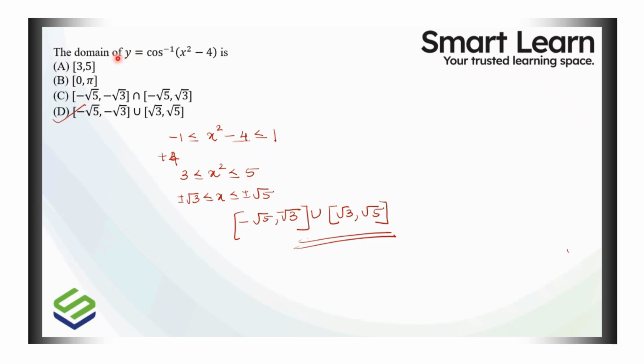Next question. Domain of cos inverse of x square minus 4. You know the domain of cos inverse is minus 1 to 1. So x square minus 4 lies between minus 1 and 1. To cancel the minus 4, add plus 4 on both sides. So 3 less than or equal to x square less than or equal to 5. So plus or minus root 3 less than or equal to x less than or equal to plus or minus root 5. So you will write minus root 5 to minus root 3 union root 3 to root 5. So children, by this our inverse trigonometry chapter is ended.